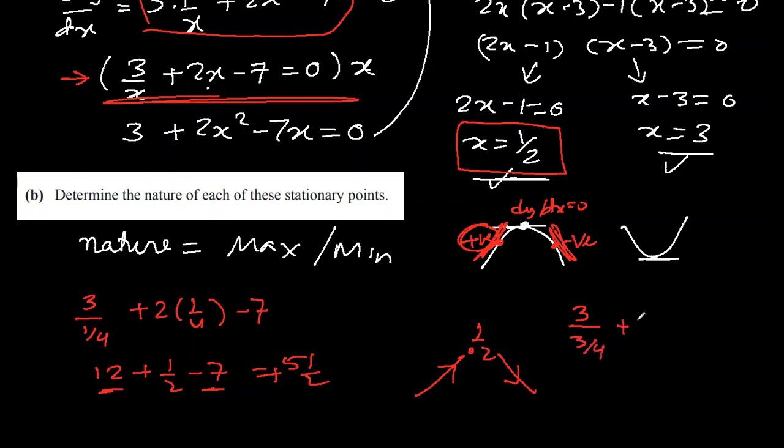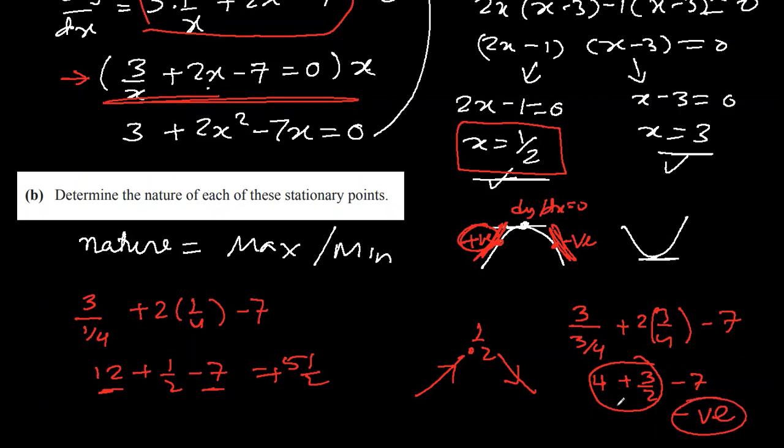3/4 minus plus 2 times 3/4 minus 7. So this will be 12 over 4, there will be 6 over 4, 3 over 2 minus 7. So this is not even 5. So minus 7 will give us a negative gradient. So yes, after half the gradient is negative.